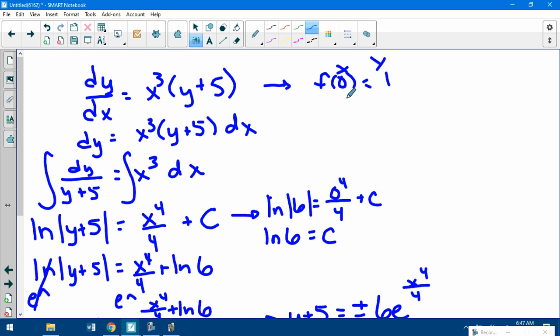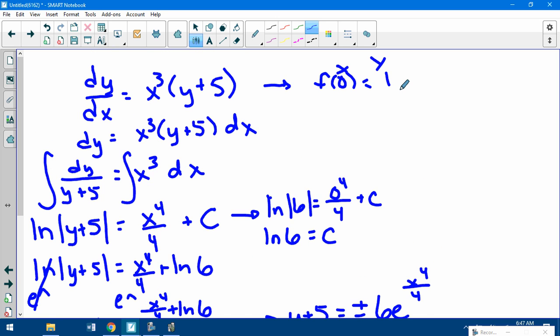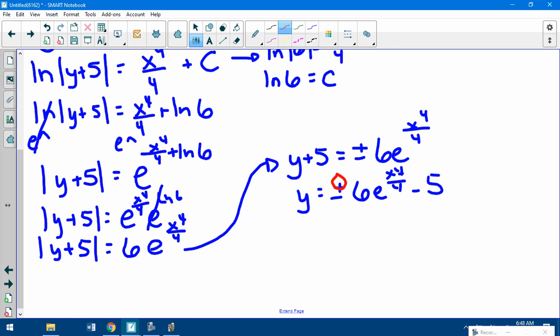Final step, how do we figure out if this is positive or negative? Well, use your initial condition. When x is 0, y should be a positive 1. So if I plug in 0, 6e to the 0 would be either 6 or negative 6, because e to the 0 is 1. But if I want it to be a positive 1, I would need positive 6 minus 5. So it should be the positive version of it. And the answer is y equals 6e to the x to the 4th over 4 minus 5.